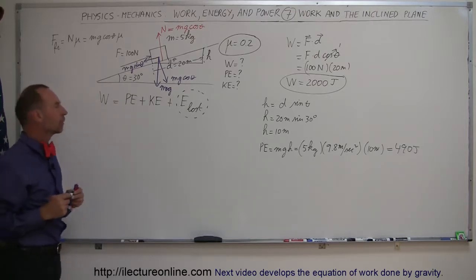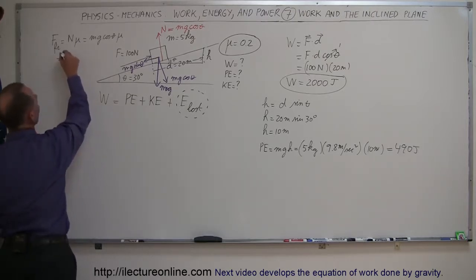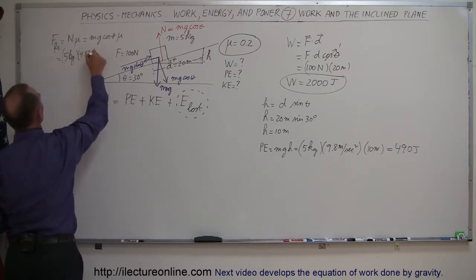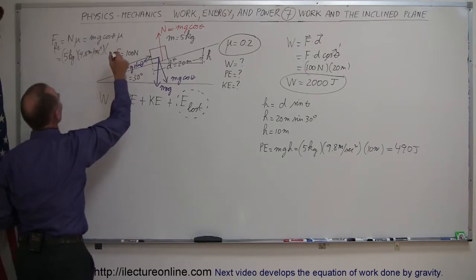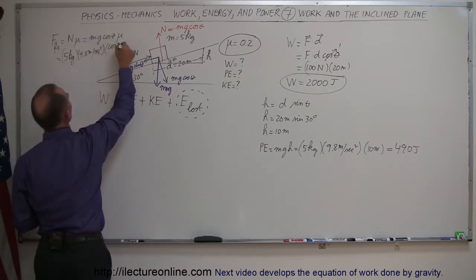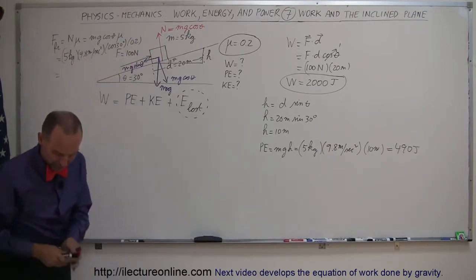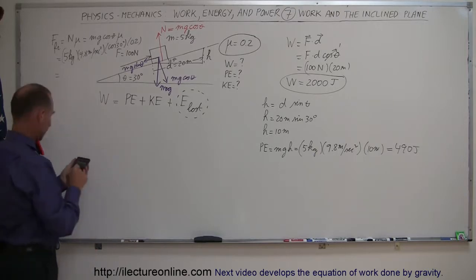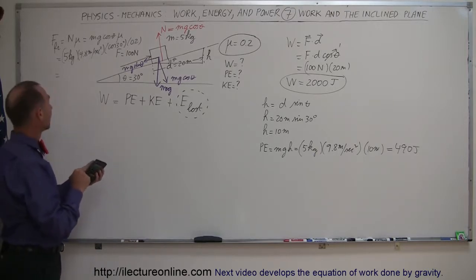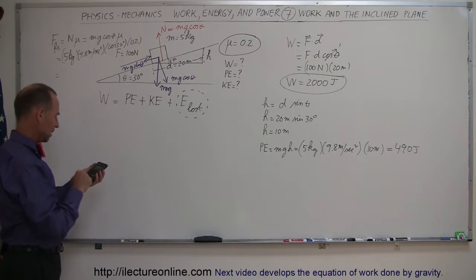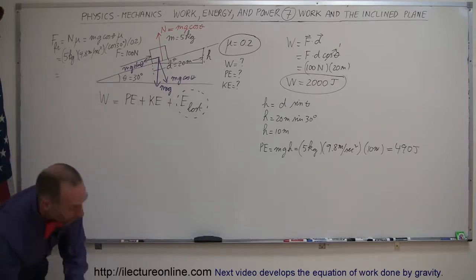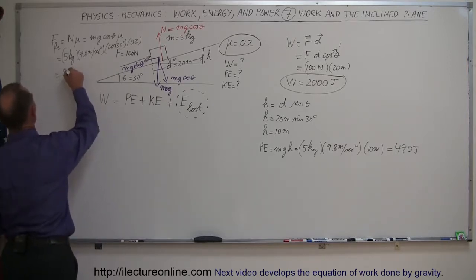Let's figure out what that is equal to. In this case, that would be the mass of 5 kilograms, g of 9.8 meters per second squared, cosine of theta would be cosine of 30 degrees, and the mu of 0.2. So let's find out what the strength of that friction force is. We have 5 times 9.8 times the cosine of 30 times 0.2, and we get a force of 8.5 newtons. That's close enough.